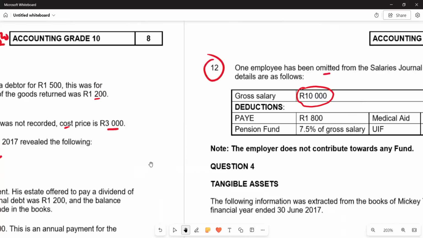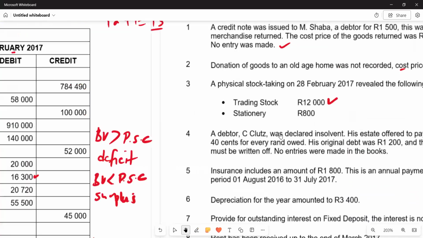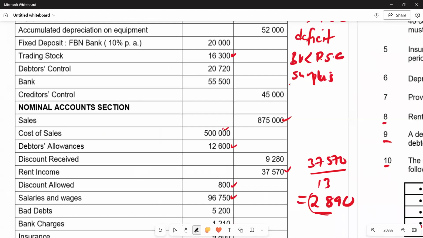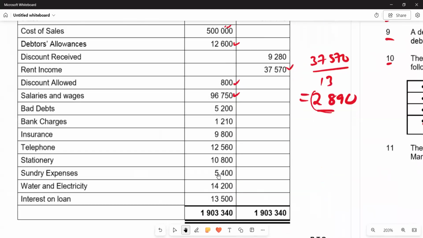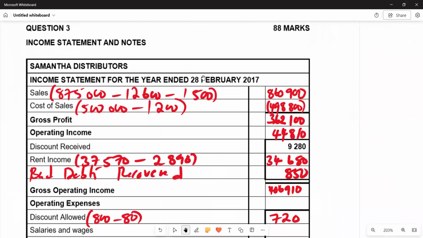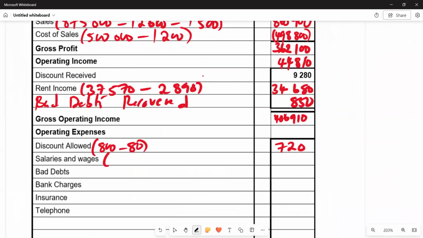So we can just cross-check the figure of salaries, then we add our 10,000. The figure for salaries and wages we are given for the year is 96,750. Then we add our 10,000. So on our other section, we are now saying salaries and wages 96,750. We add our 10,000. What do we get? We get salaries and wages 106,750. This is what we have.